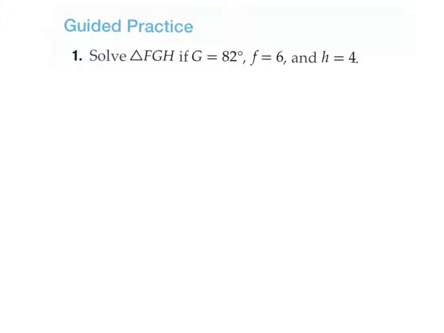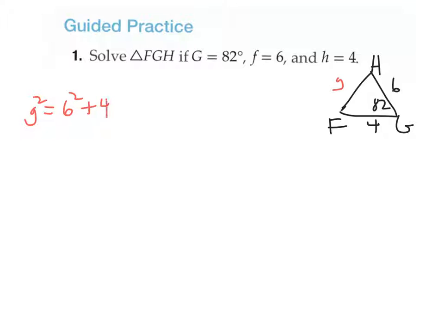Okay, for this problem, the first thing you need to do is draw your triangle. So I'm going to go F, G, H, and this is 4, and G is 82, and F is 6. So once again, we have two sides and the included angle. So we're going to use the law of cosines. What we're going to try to find is g. So it's going to be g squared equals the first side squared plus the second side squared minus 2 times both of those numbers times the cosine of 82, the only angle that we're given.